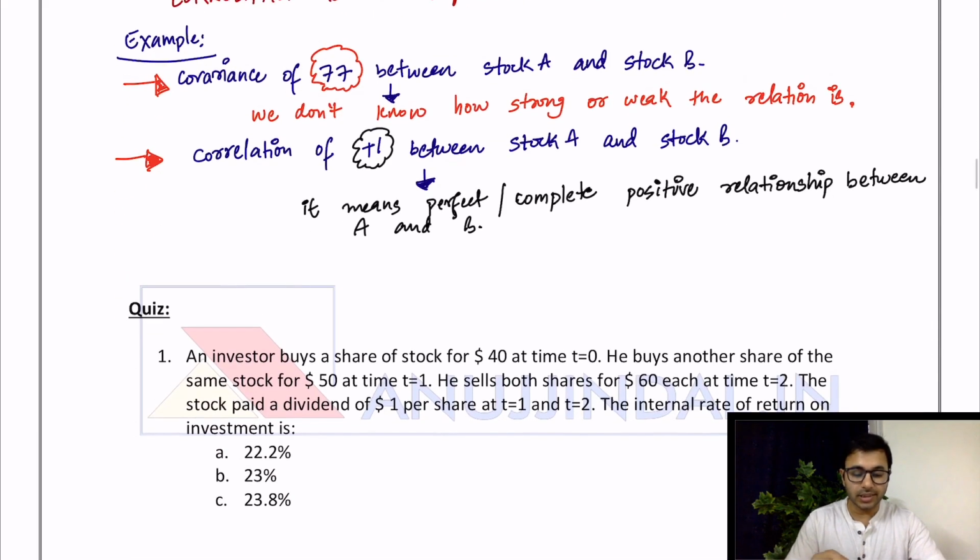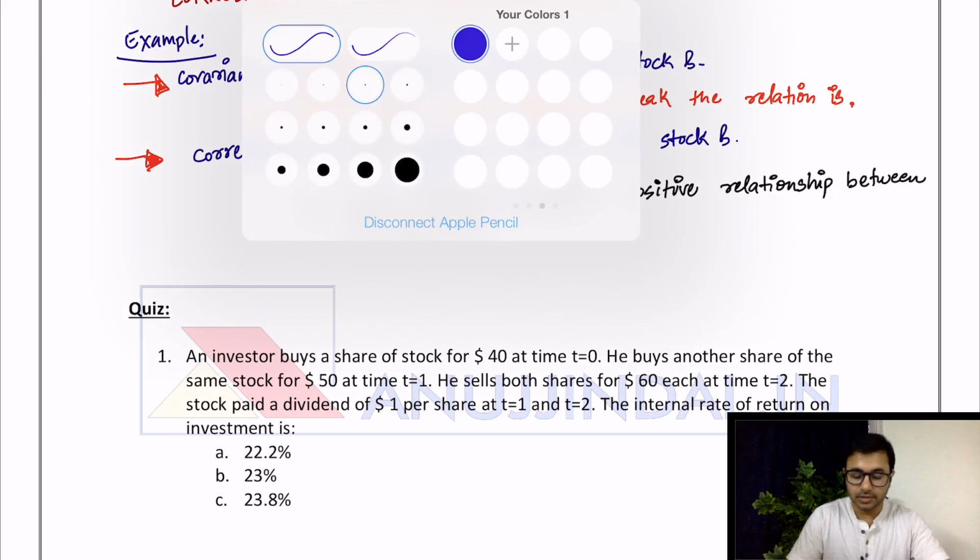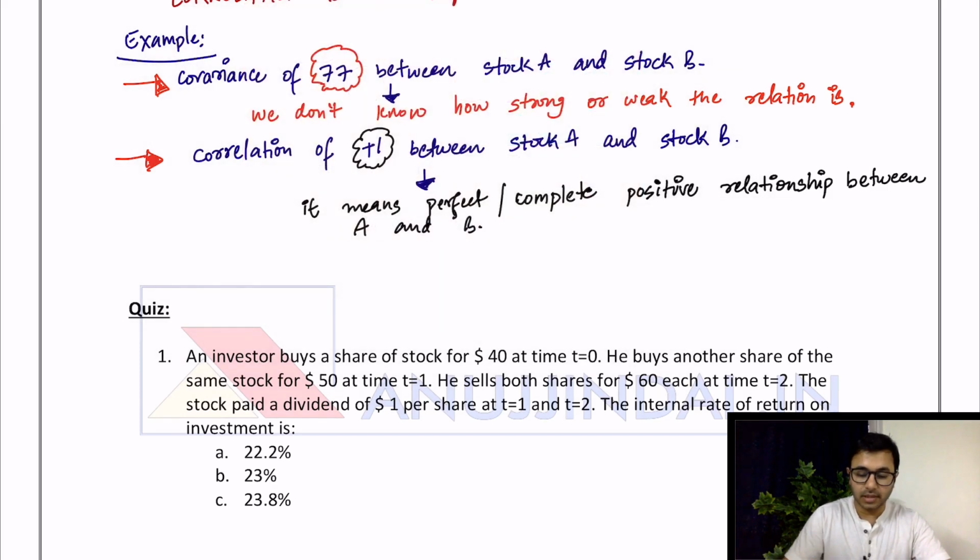So the example here says correlation of +1 between stock A and stock B says that there is perfect or complete positive relationship between A and B. If A moves up 10%, let's say, okay, let's take an example and understand this. Let's say that the returns being provided by A were 11% at the starting of this year. It is expected to move 10%. That means 10% of 11, 1.1. So by the end of this year, it's going to be 12.1.